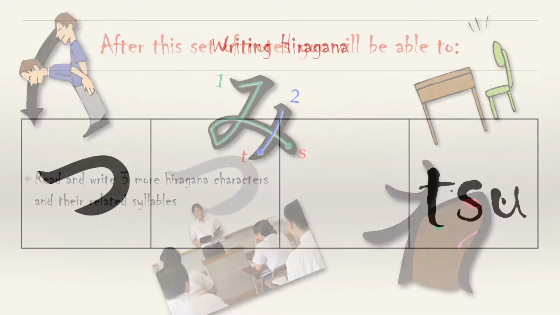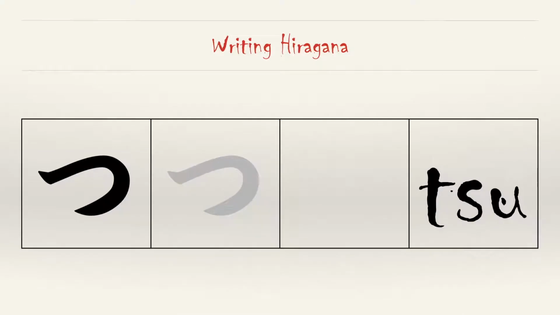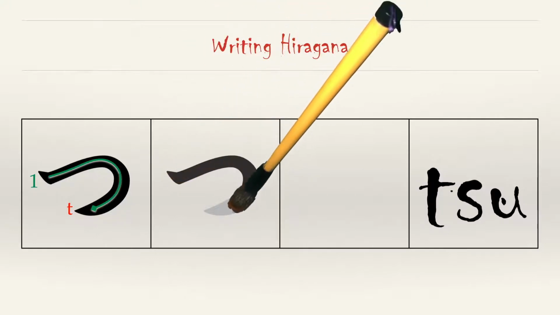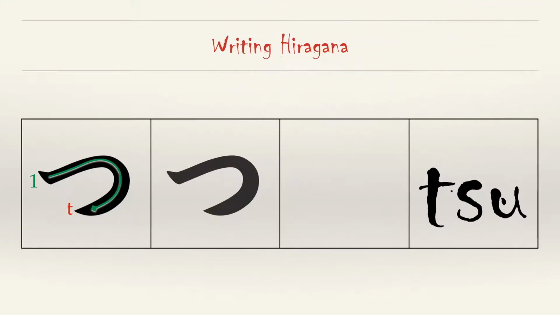Our first character today is tsu. It's a single stroke. It begins going slightly up to the right, but as it nears the opposite side of the box, it curves down and back around to the left. It ends in a tail about halfway across. Let's try it together. Stroke 1 goes across, curves back around where it tails, tsu.